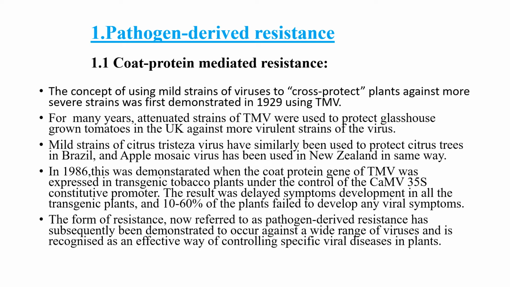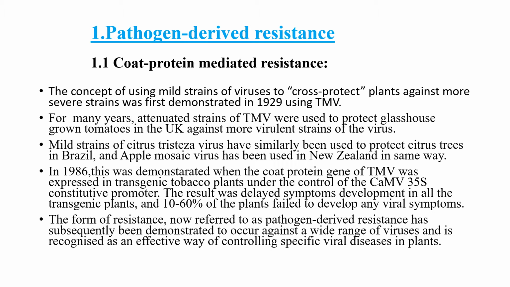In this, the concept of using mild strains of the virus that cross-protect plants against more severe strains was first demonstrated in 1929 using tobacco mosaic virus. For many years, strains of the tobacco mosaic virus were used to protect glasshouse-grown tomatoes in the UK against more virulent strains of the virus. Mild strains of citrus virus have similarly been used to protect citrus trees in Brazil, and the apple mosaic virus has been used in New Zealand in the same way.